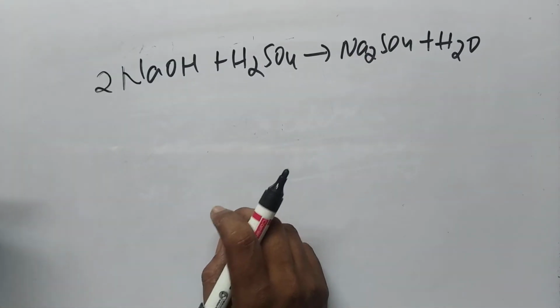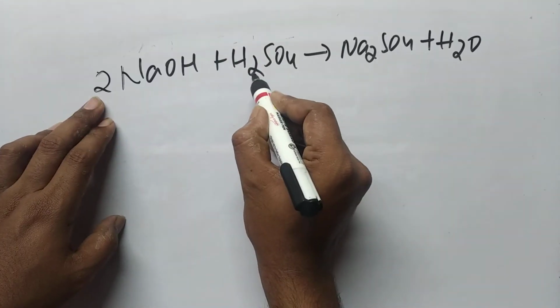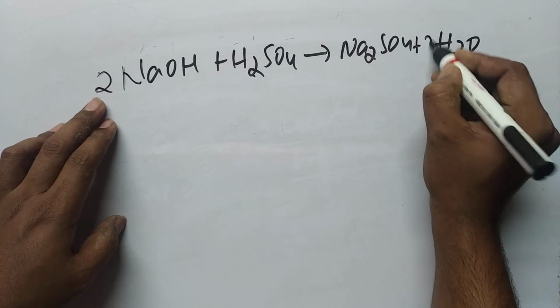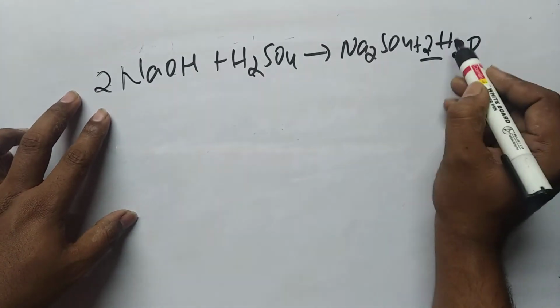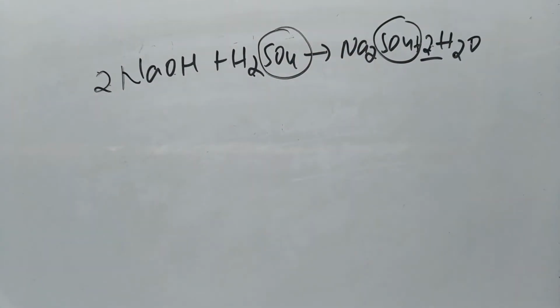Next we'll balance the hydrogen. We have 2 H2, so total 4 hydrogen. Here we have only 2, so we'll write a coefficient 2 here. So 2 twos are 4 hydrogens. Here we have 2 oxygen, here also we have 2 oxygen, because sulfate and sulfate both are the same.